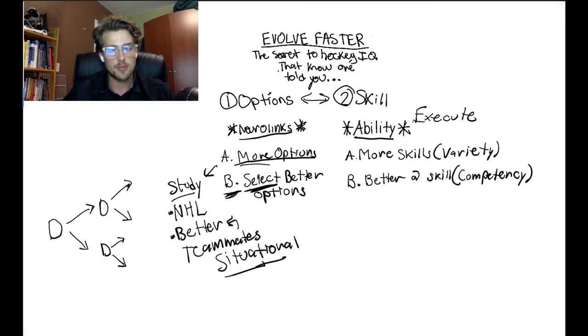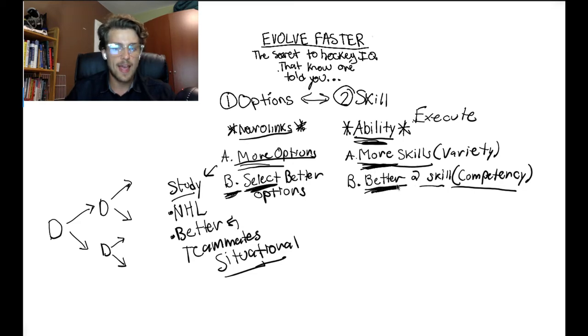If you're able to actually take a look and say, okay, what are the options I have? Select a better option. And this happens automatically. Now the key is having the ability, which comes down to having more skills, so a variety of different abilities. So this could be a whole bunch of different types of shot selection. This could be different ways of balancing and shooting from different angles. And then being better at it. So this is competency. It's being actually more competent at a certain skill. So you want to have more skills to pick from, and or you want to be better.